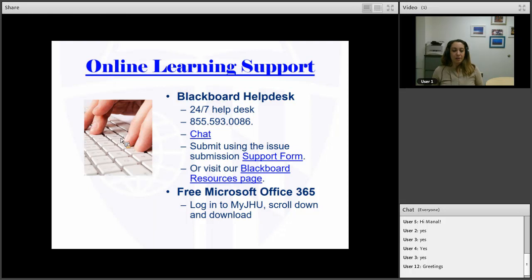If you did not already know, we provide free software like Microsoft Word. In my JHU portal, you can look up free software available to you. Hover over the Technology tab, click on My Software, and go to the catalog link. There's lots there.